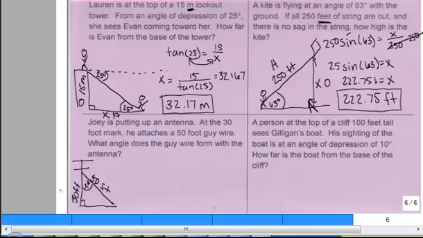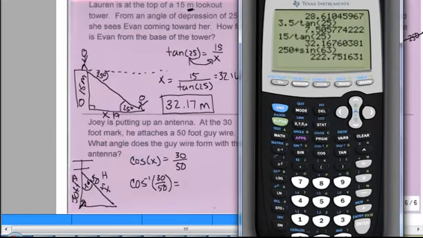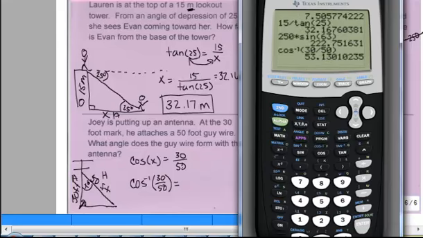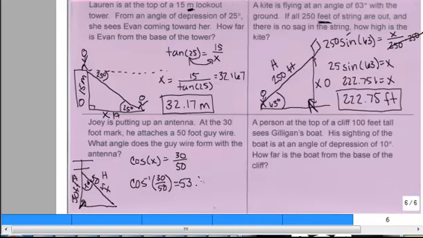Degrees, not squared, sorry. My 50 is my hypotenuse, and my 30 is my adjacent. Adjacent over hypotenuse is cosine, so cosine of x is equal to adjacent over hypotenuse. Since we don't know the degrees, we do the -1. So second cosine of 30 divided by 50 is 53.1, and since it is a degree, it's 53 degrees.